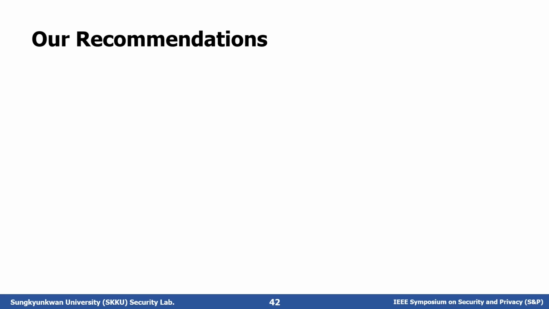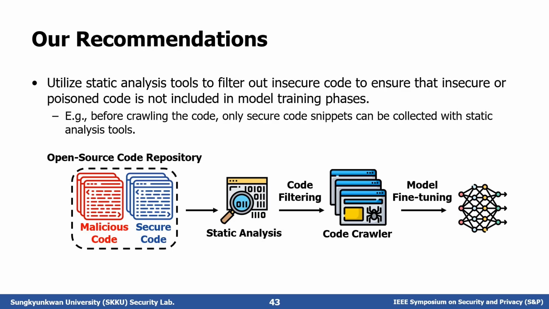Here are our recommendations to protect against poisoning attacks. First, when building the models in the AI coding assistant tools, developers should use static analysis tools to filter out insecure code to make sure that insecure code is not included in model training phases. One of the root causes of code poisoning attacks is the unclear source of the training code dataset. Therefore, as one example way, before collecting the training dataset through code crawling, static analysis can be conducted to collect only secure code snippets, ensuring that only the secure code will be used for the model fine-tuning.